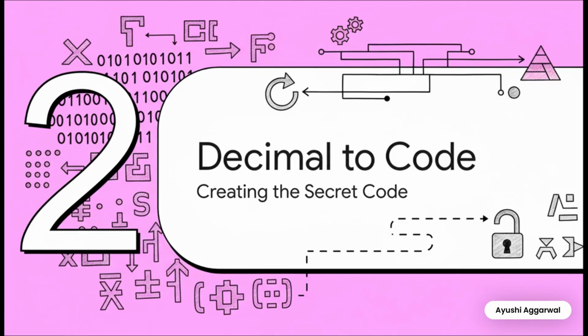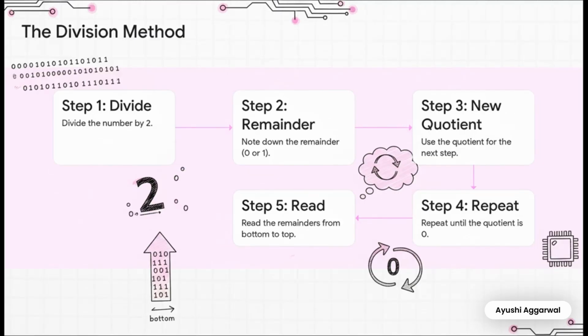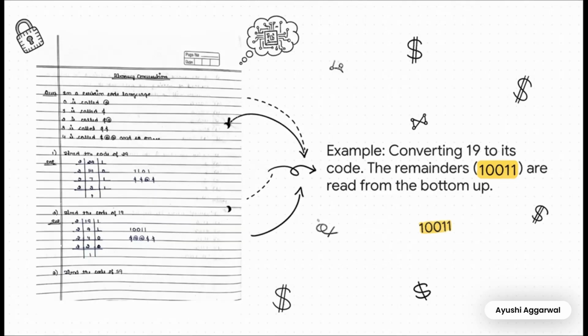these symbols. For this, we're going to use something called the division method. The process is really simple. You just keep dividing the number by 2 until the quotient becomes 0. At every step, you note down the remainder. In the end, you just read those remainders from the bottom to the top. That's your binary code. Let's look at an example.